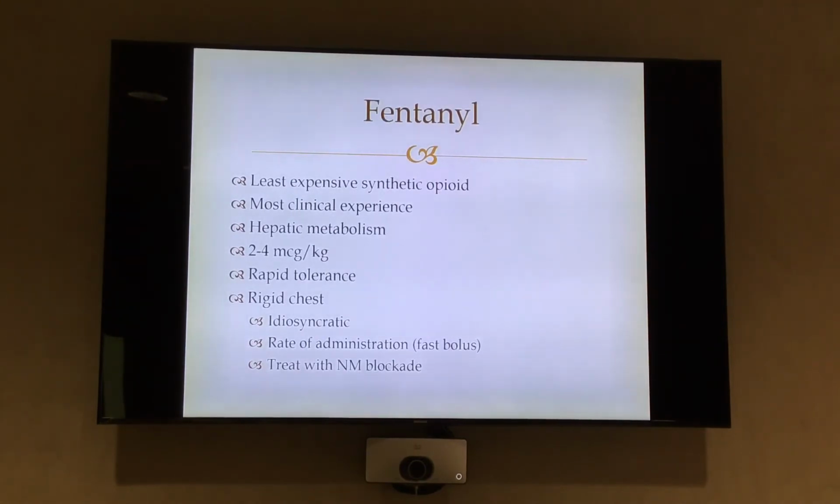But you have to be careful, especially if you have a non-intubated patient, and if you're using fentanyl for pain control, then you want to make sure that you give a slow bolus and you're not giving it fast.